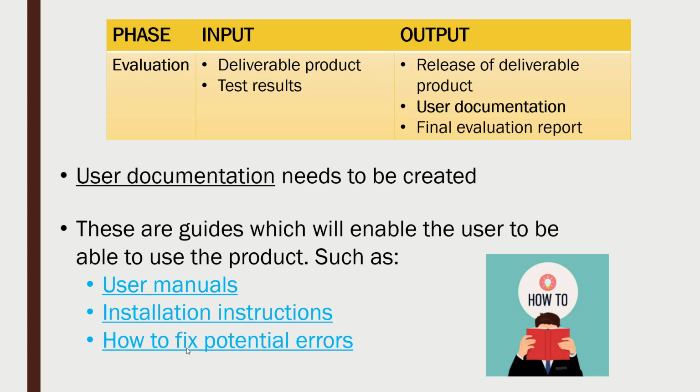And also things like maybe how to fix any potential errors. Inevitably with IT products, things go wrong from time to time, but usually they can be fixed quite easily. The people making the product will know what potential errors could occur, and they can provide some instructions to help the user fix them in the future.